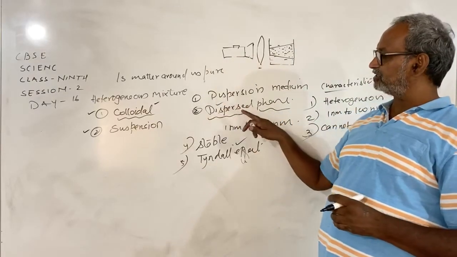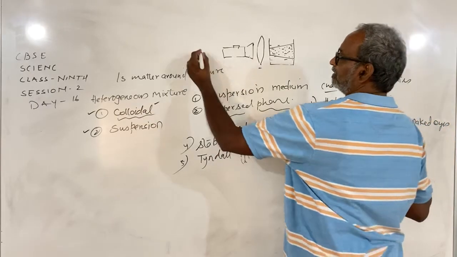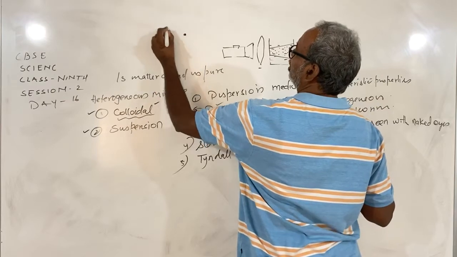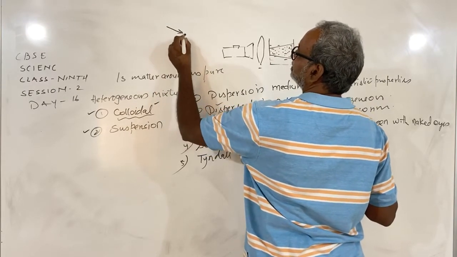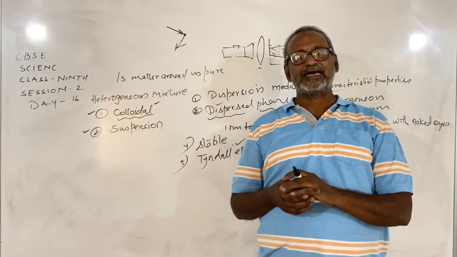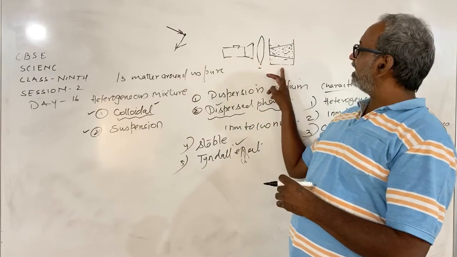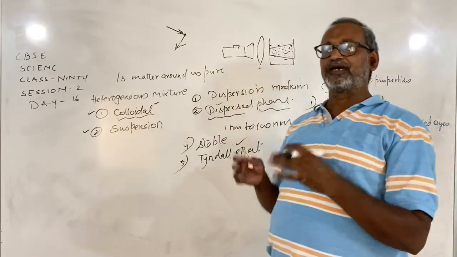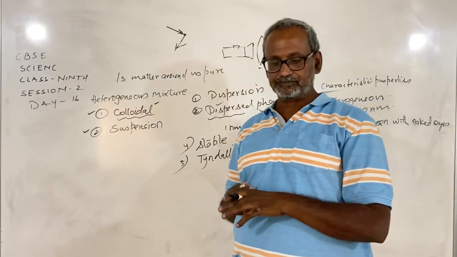In colloidal solution, the particles change the direction of incident light, and due to this random change in the direction of the light by the colloidal particles, the path of the light becomes visible. This phenomenon is called Tyndall effect.